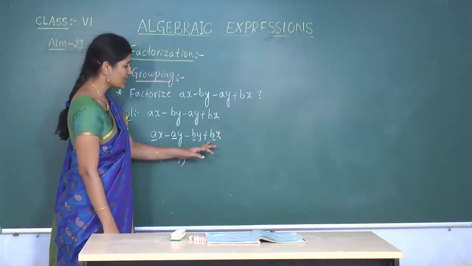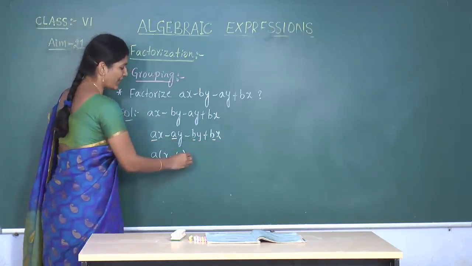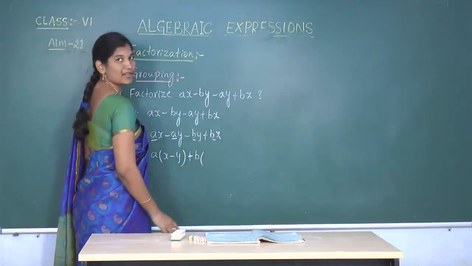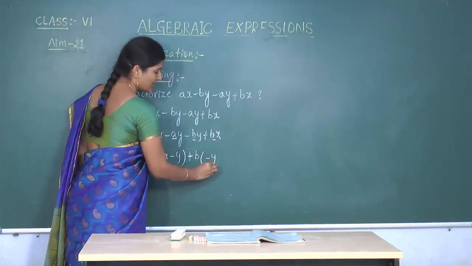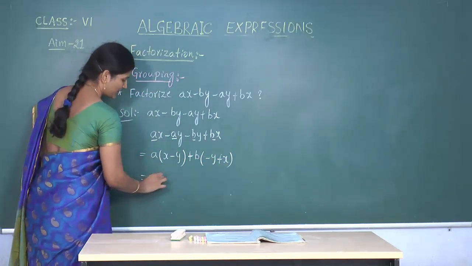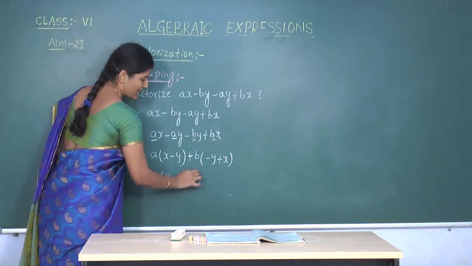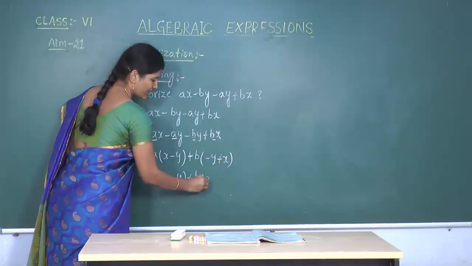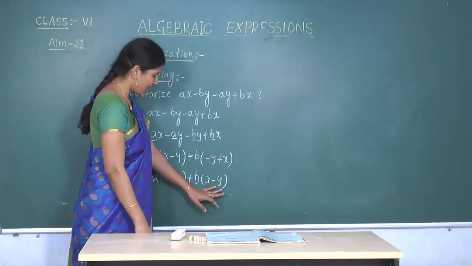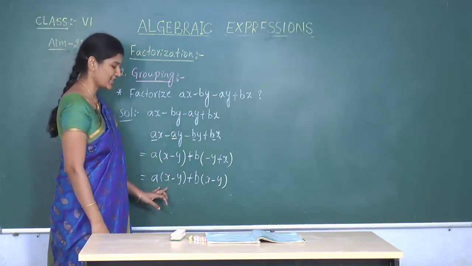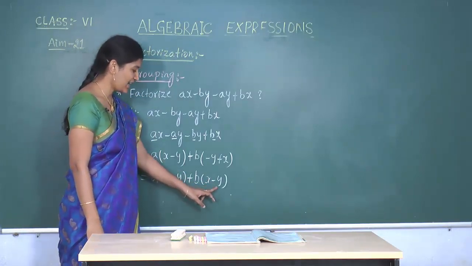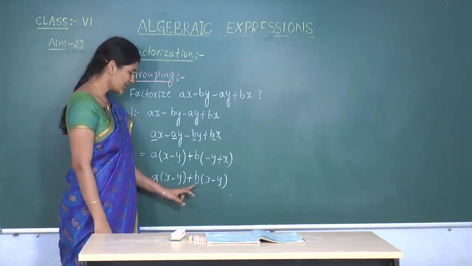And now here what is the common factor? B is the common factor, plus B, and here minus Y plus X. So here A into X minus Y plus B into minus Y plus X, we can write as X minus Y also. Here if you observe, again we have a common factor. Now factorize it, here X minus Y and here also X minus Y, it is the common factor.